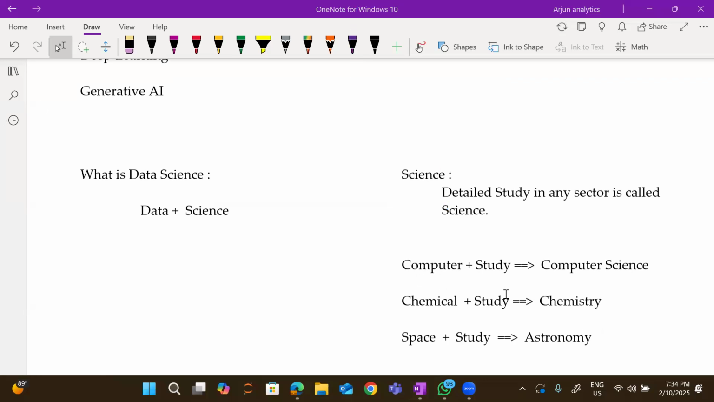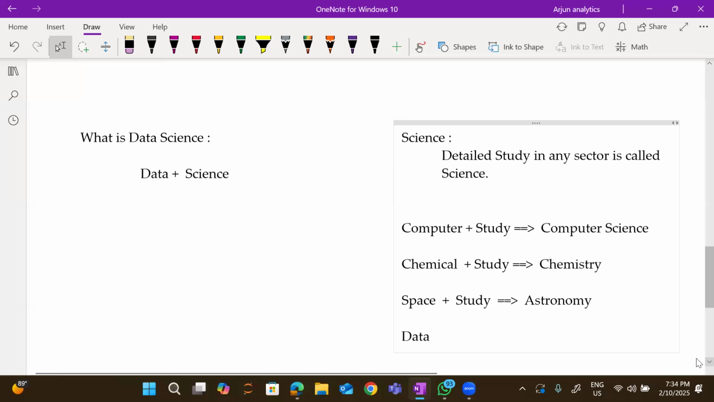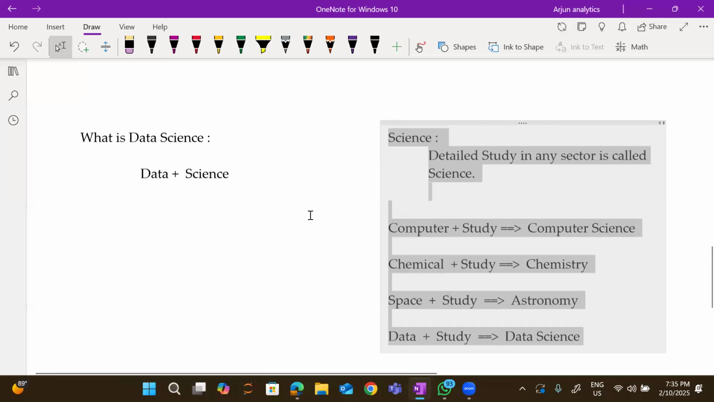Okay. Now, space plus study is astronomy. Now, if you are doing a detailed study on data, we call it data science. Clear? So when I'm having a study on data, we call it data science. Hope it is clear for you guys. Data science is nothing but we are going to perform a study on data.